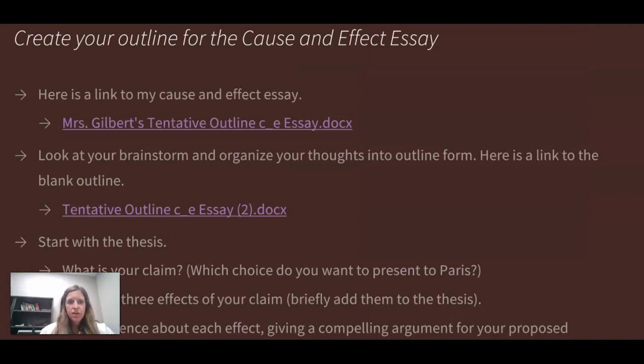Okay. And then you're going to create your outline. So I've linked here my tentative outline and then also the blank tentative outline. So you will create an outline based on your thinking. So first you're going to start with your thesis. So you're going to craft a thesis that has a claim in it. Which choice are you advocating for? By Paris, you should pick this choice. And I want to see also your 3 points, your 3 effects inside that thesis statement. So you'll get to see mine as an example there. And then you'll spend some time thinking through the evidence that you're going to present about those 3 effects, right? And again, you can see that modeled in my essay.